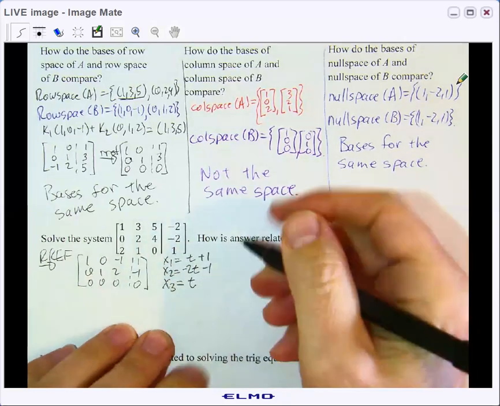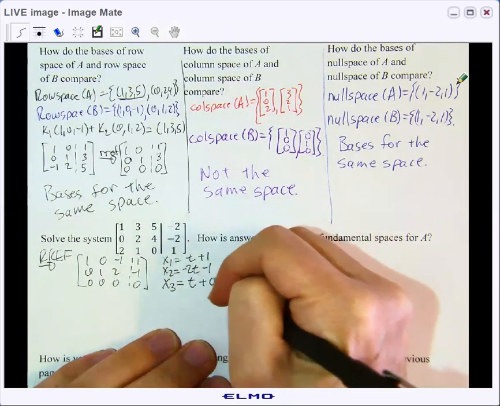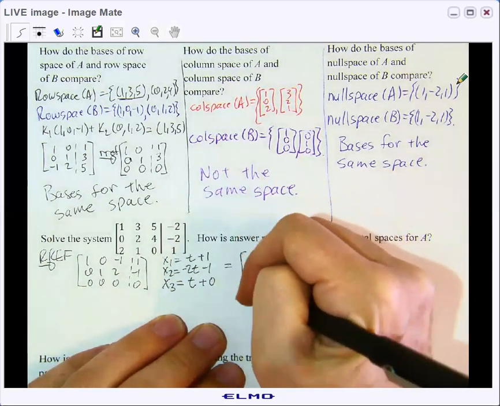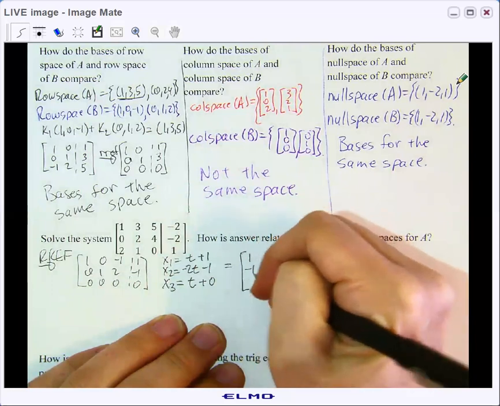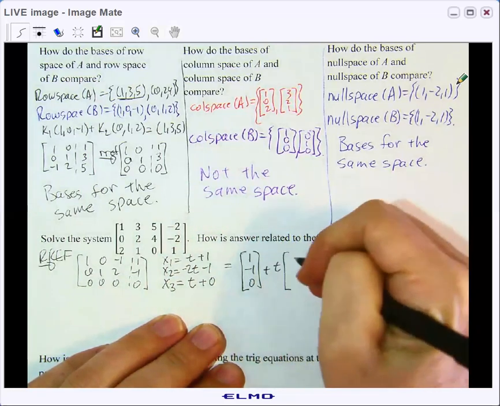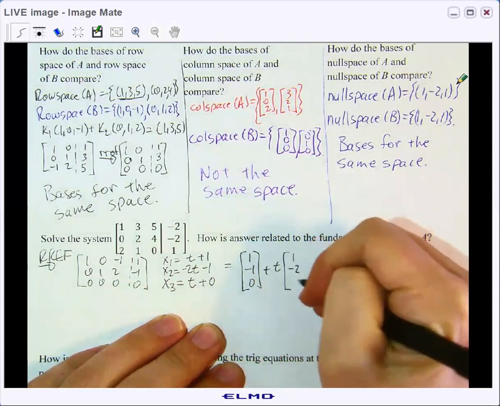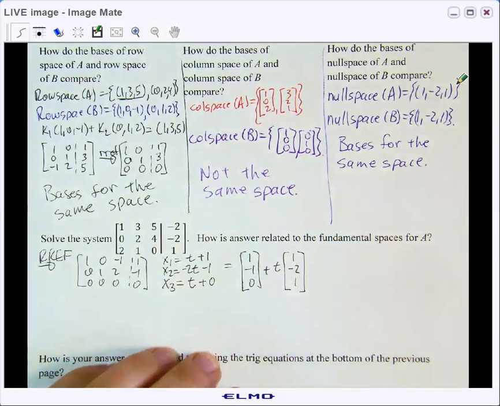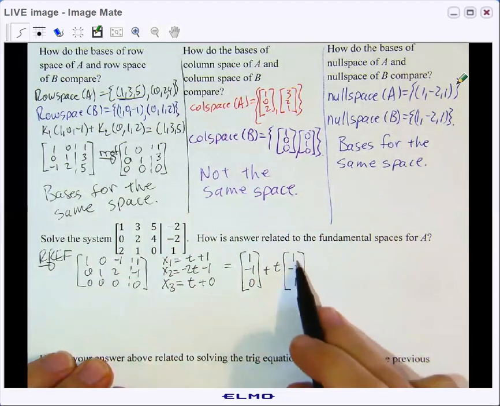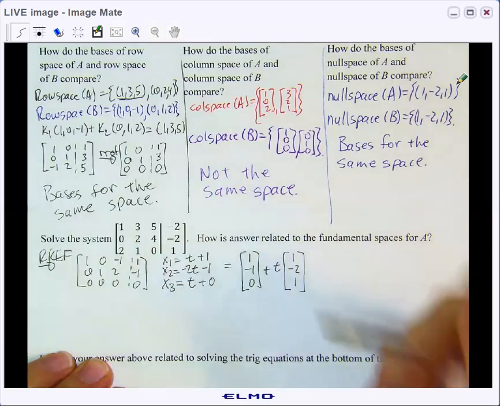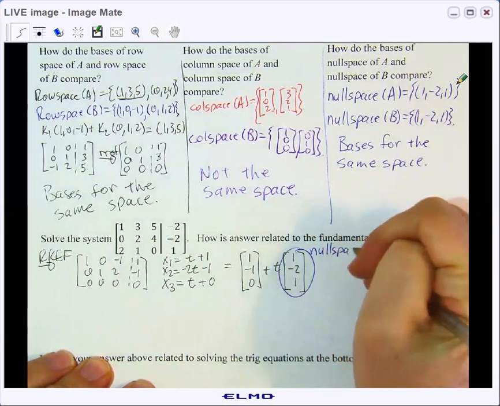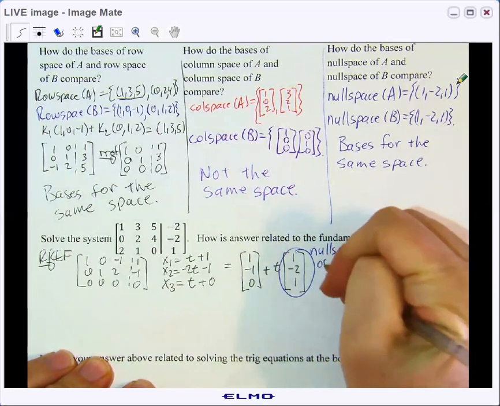Okay. Now, I'm going to write this as a t plus 0 down here, and I'm going to write this another way. How about 1, negative 1, 0 plus t times 1, negative 2, 1. So notice that this guy right here, the 1, negative 2, 1, he was the null space of matrix A.